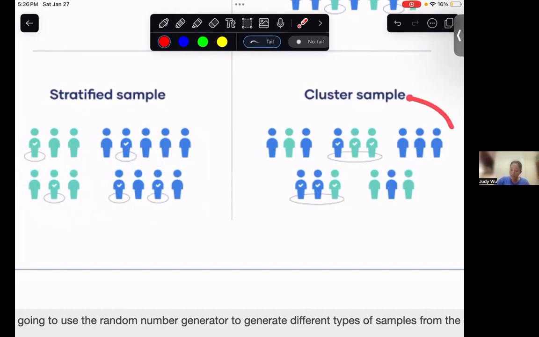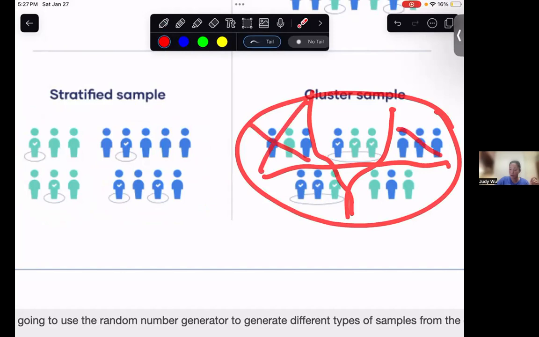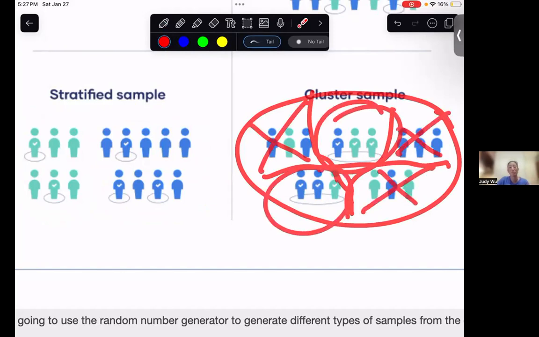But in the cluster sample, once you've broken them down into, let's see, this one has 5 different groups, you say, I don't want this group, I don't want this group, I don't want this group. I'm just going to take these 2 groups of people.